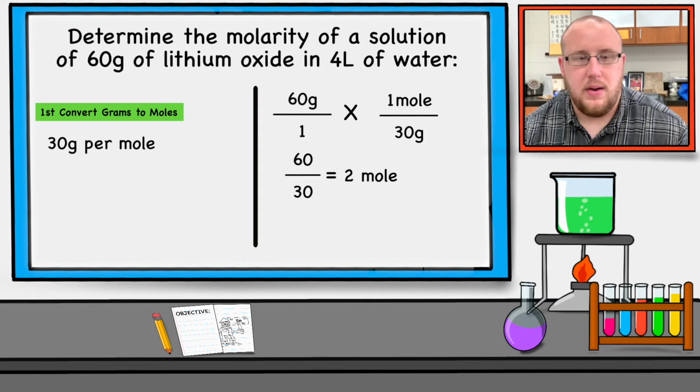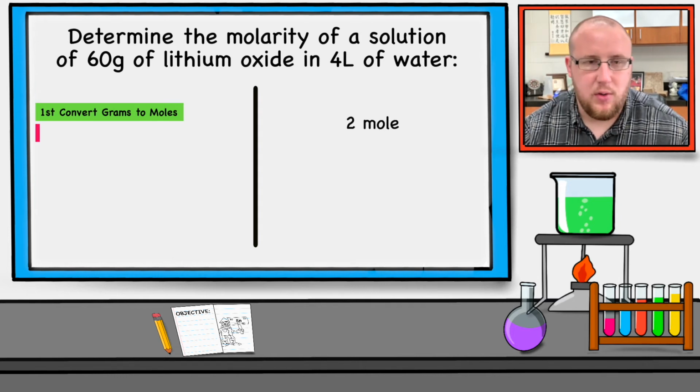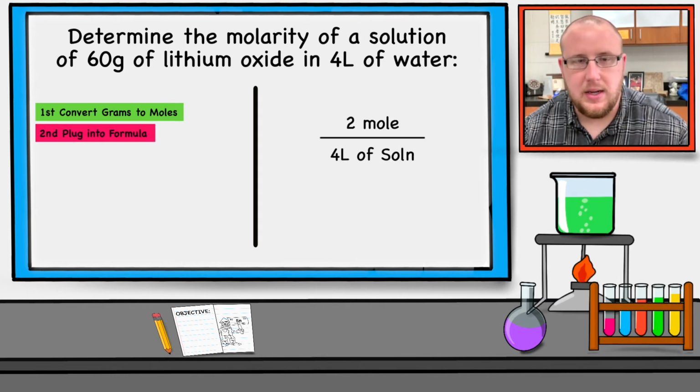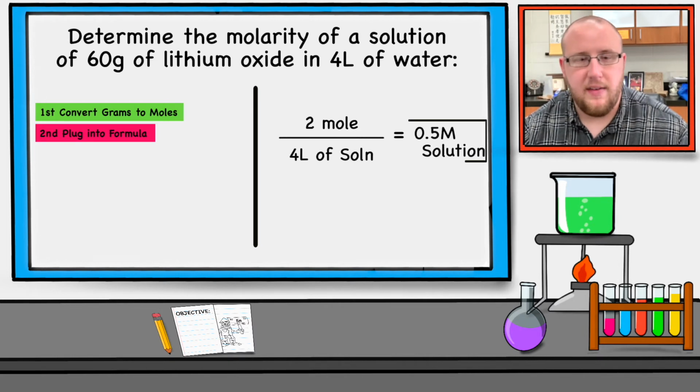Now, once we multiply these out, we get 60 over 30, and we divide that and we get 2 moles of lithium oxide. Now that we have our moles of lithium oxide, we can plug it into our molarity equation. So we take our 2 moles of lithium oxide and divide it by 4 liters of water. Now we get a 0.5 molar solution of lithium oxide.